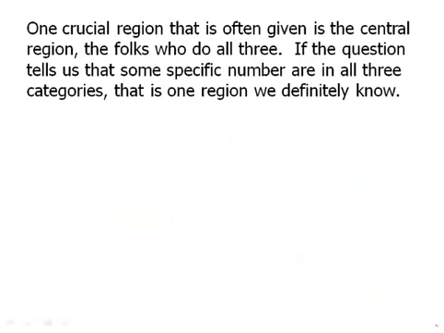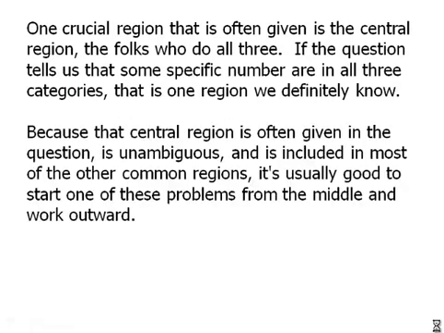One crucial region that is often given is the central region, the folks who do all 3. If the question tells us that some specific number in all 3, that is one region we definitely know. Because that central region is often given in the question, is unambiguous, and is included in most of the other common regions, it's usually good to start with one of these problems from the middle and work outward. In other words, start from that very central region.